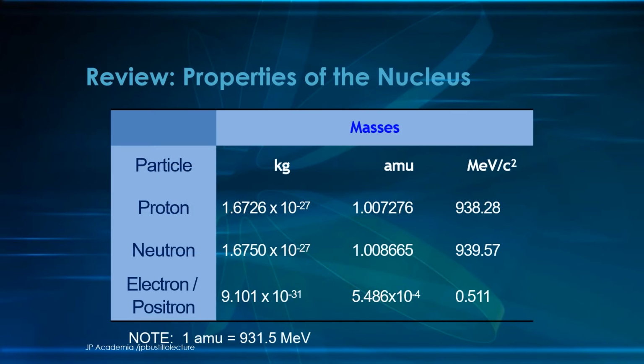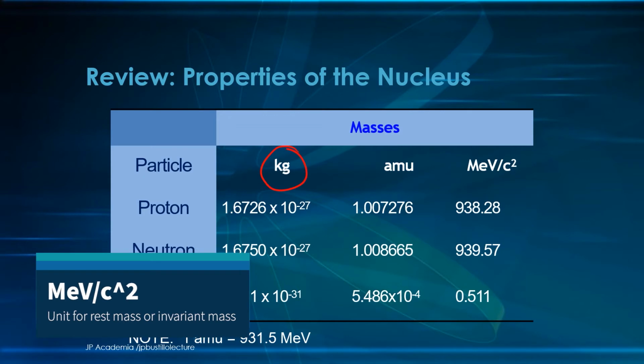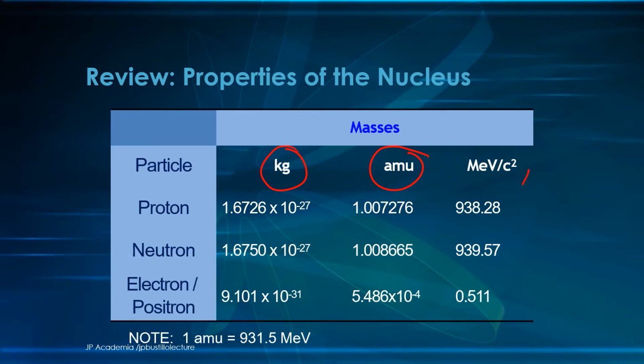Now, this table describes the mass of our basic particles such as the proton, neutron, electron, and positron, in terms of kilogram, atomic mass unit, and mega electron volt per c squared. Note that 1 atomic mass unit is equal to 931.5 mega electron volts as shown in our previous slide.